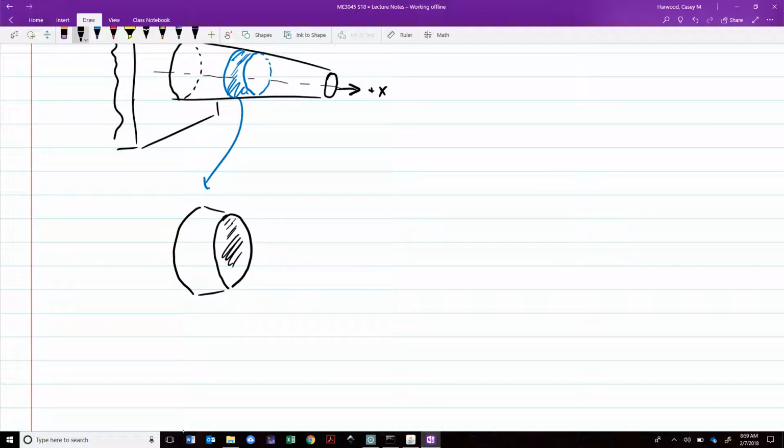This surface here is what we're going to call the cross-sectional area, which is a function of x, because it decreases along the length. We're going to call the side area here dAs. So this is a small differential surface area, and it is going to be dx thick.